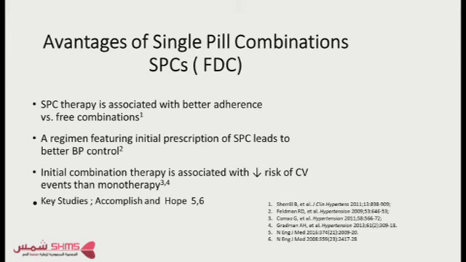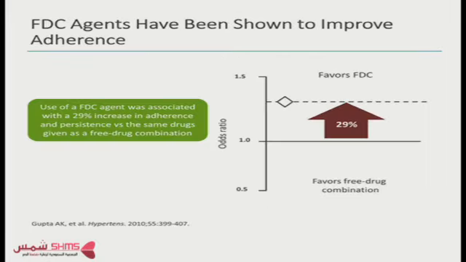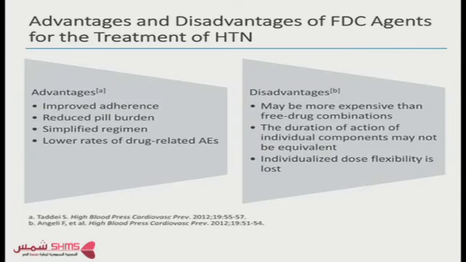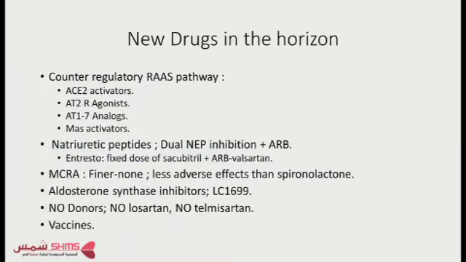Now, another point, the single pill combination. This is very helpful here in the control of these patients. It's associated with better adherence, and initial prescription of this regimen leads to better blood pressure control. We have key studies which confirm that, and enough data to suggest that fixed-dose combinations have been shown to improve adherence. They have advantages, yet they have disadvantages. But if they are available and affordable, I think we should start with them.